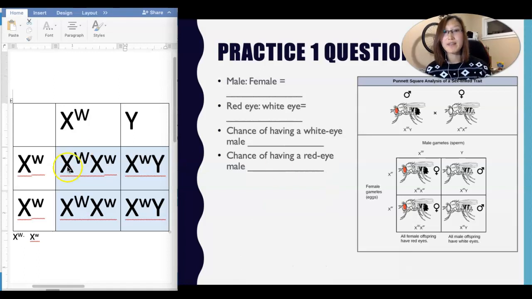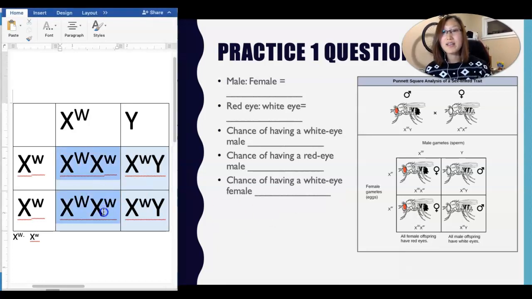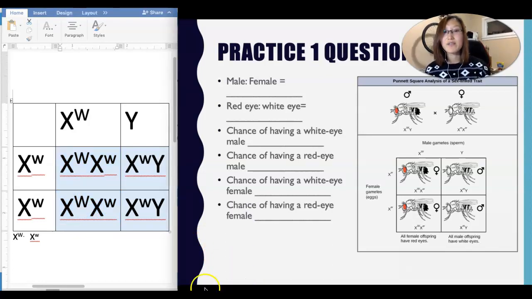The chance of having a red-eyed male is 0, right? The chance of having a white-eye female is 0 because both of these females that we can get have red eyes. And then the chance of having a red-eye female out of all the children or all the offspring will be 50% as well. So this will be 2 out of 4, right? 2 out of 4 children because each one of these boxes represent 25% chance.